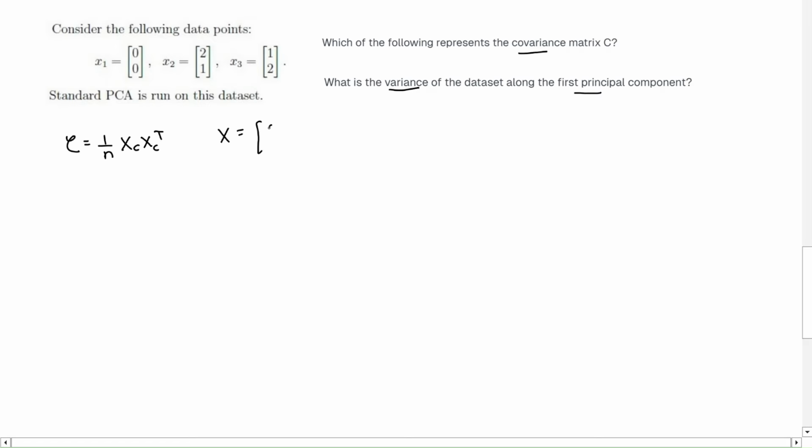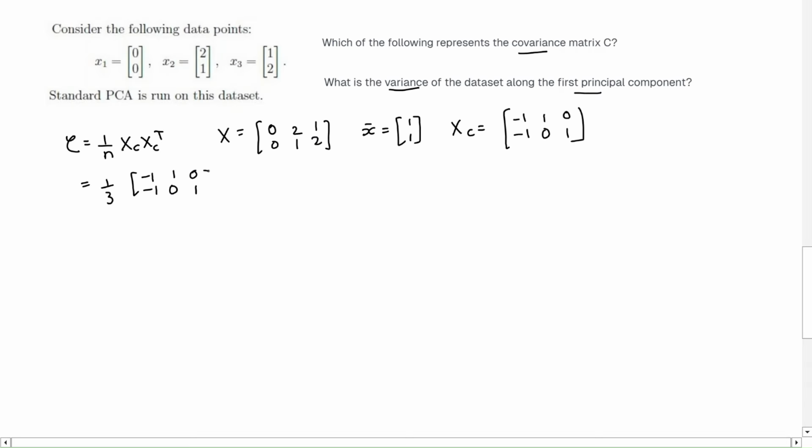So what is X here? X is nothing but 0 0 1, 2 1 1 2, and the mean x bar is 1 1. So Xc is nothing but minus 1 minus 1 1, 0 0 1. Now if I do 1 by 3 times minus 1 minus 1 1, 0 0 1 multiplied with its transpose, it gives me 1 by 3 times 2 1 1 2. So this is my covariance matrix.